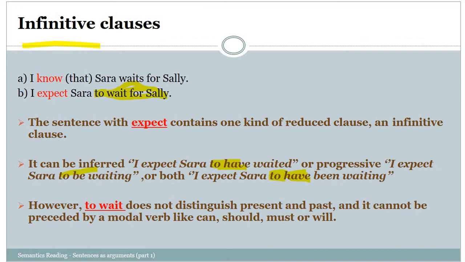However, "to wait," using only to wait without making it perfect or progressive, does not distinguish present or past. It doesn't give us any information about the time, about the tense. So it cannot be preceded by a modal verb like can, should, must, or will. I'm sure you already know from basic English grammar that with the to infinitive, you cannot use any modal verb.